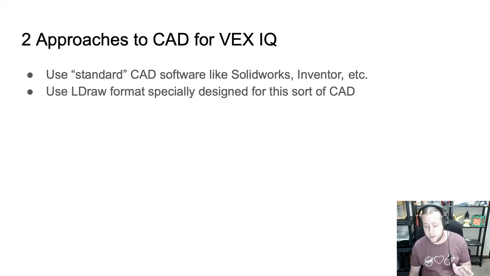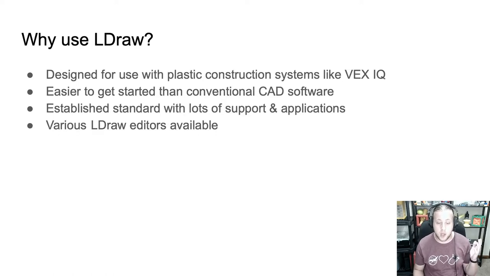However, what I'm going to focus on for this video is approach number two, which is to use the LDraw format. LDraw is a file format that's designed specifically for doing this sort of CAD work with these plastic construction systems, and I think it offers a number of advantages. Compared to those industry standard packages, the barrier to entry with LDraw can be a lot lower. The learning curve is not as steep, so it can be a lot easier to get started more quickly. LDraw is an established standard that has a lot of support. There are a lot of different applications that understand this file format, and that means there are various different LDraw editors with different features, so you can try a bunch of different programs and settle on the one that you like, which I think is really nice.